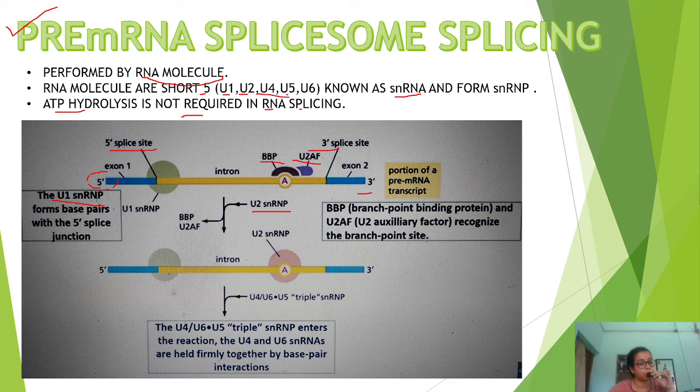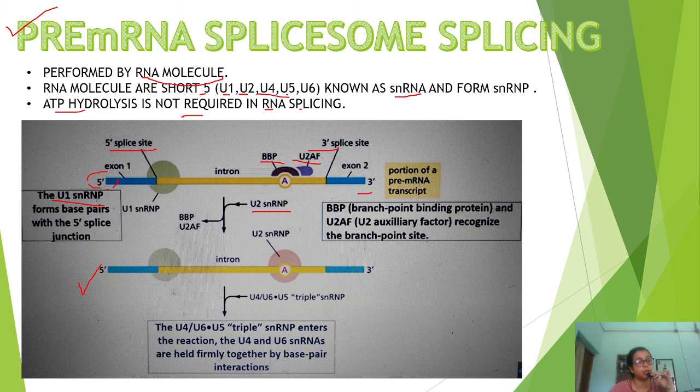Then the next factor, U2 snRNP, comes and binds to this branch point. After binding to this branch point, these two are removed, because their main purpose is so that this snRNP comes and binds here and the process of splicing can be done. So for recognition purposes only, the BBP and U2AF are bound. Once U2 snRNP binds to the branching point, there is no use for BBP and U2AF, so they are removed. Hope you are clear with this step.